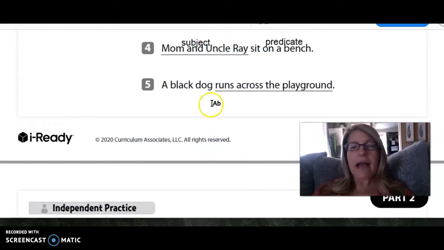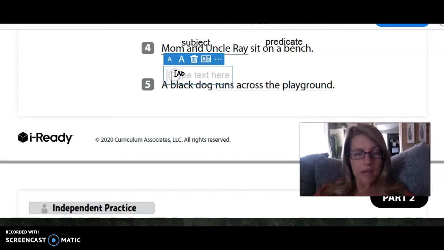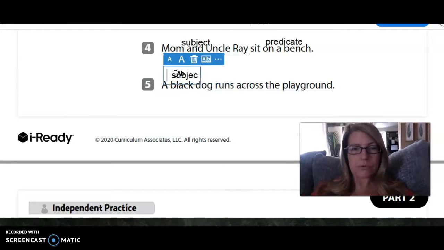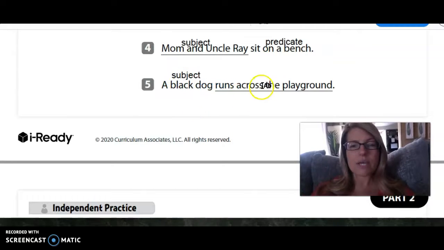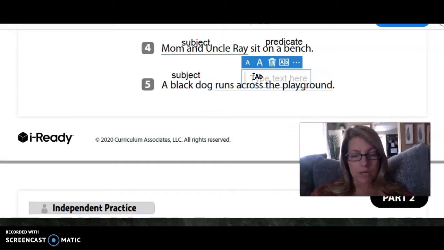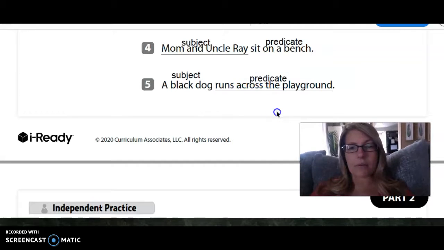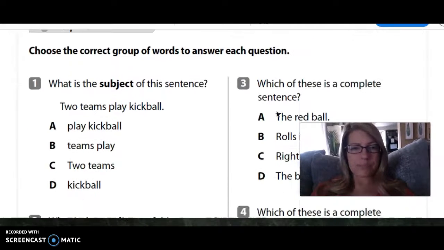Number 5, a black dog runs across the playground. Who runs across the playground? A black dog. That's who the sentence is about, so that's our subject. What are they doing? Running across the playground. That is our predicate. Tells us what they're doing.